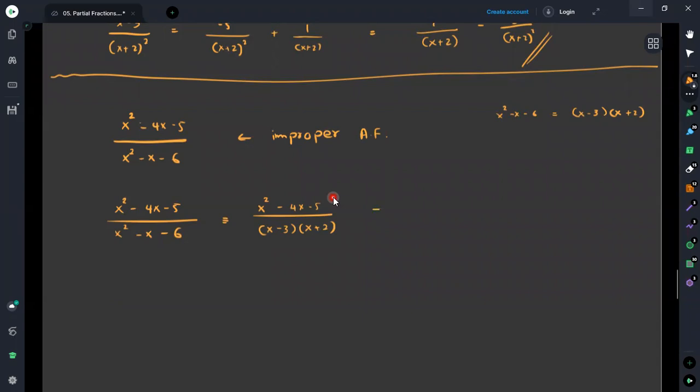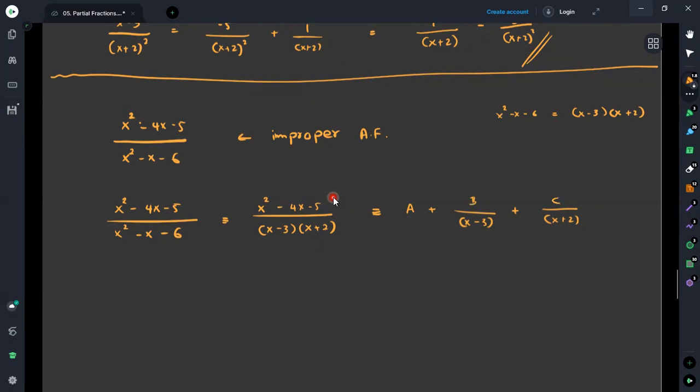Therefore, it is now equal to, here we are adding a constant, because the degree of numerator and denominator are equal. Then we find the linear factors that we have here: x minus 3, and the next factor is x plus 2. Since these are the two factors, we will get two partial fractions as well. Since we have linear factors, we can use constant terms as the numerators.